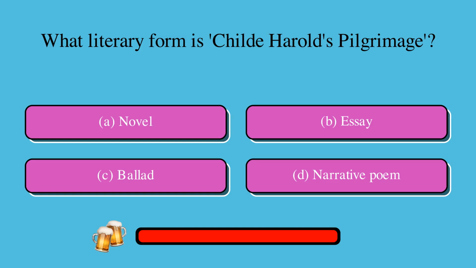What literary form is Childe Harold's Pilgrimage? Is it A, novel, B, essay, C, ballad, or D, narrative poem? The correct answer is D, narrative poem.